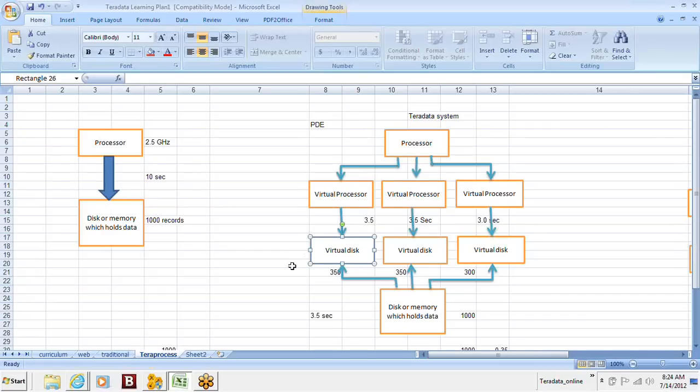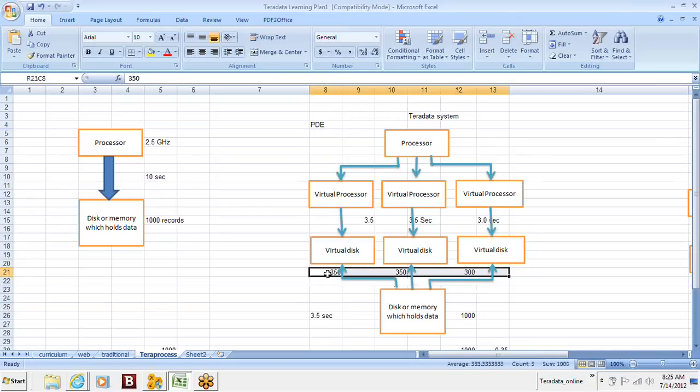And the data, which is 1000 records, would also be distributed across all the available virtual disks almost evenly. There are techniques in Teradata for how the data of a table or database is distributed across all the available virtual disks almost evenly. Let us suppose these 1000 records are distributed across these 3 virtual disks in this proportion: the first virtual disk 350 records, the second 350, the third virtual disk 300 records. The total is 1000 records.